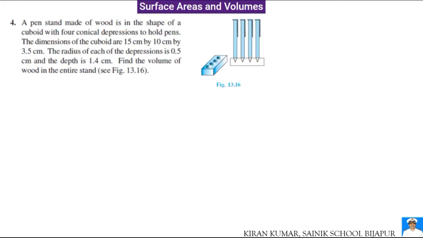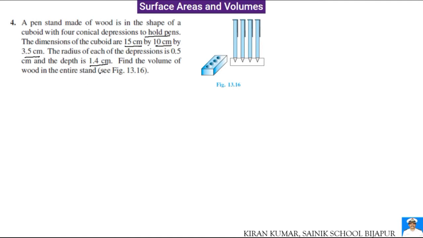Question number 4. A pen stand made of wood is in the shape of cuboid with 4 conical depressions to hold the pens. The dimensions of cuboid are 15 centimeter by 10 centimeter by 3.5 centimeter. Radius of each depression is 0.5 centimeter and the depth is 1.4 centimeter. Find the volume of wood in the entire stand.